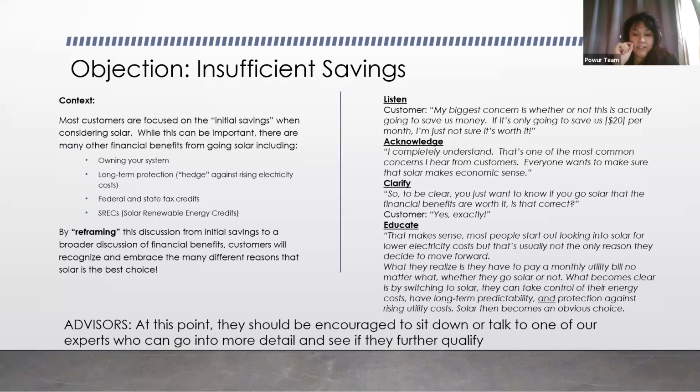Most people start out looking into solar for lower electricity costs, but that's usually not the only reason they decide to go forward with solar. What they realize is they have to pay a monthly utility bill no matter what, whether they go solar or not. What becomes clear is by switching to solar, they can take control of their energy costs, have long-term predictability, and protection against rising utility costs. Solar then becomes an obvious choice for a lot of our customers.